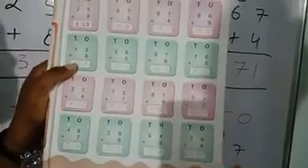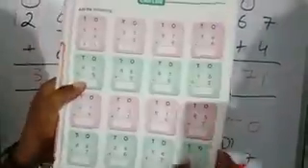Okay, on page number 51, this is your homework. So your today's homework is on page number 51. These 2 lines you have to do, and on page number 49, this whole page is your homework. You have to do it in your maths book.